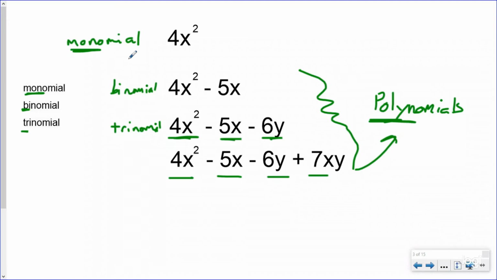So it's important that you kind of know those terms because you're going to hear them a lot when you get into Math 1. And it's very simple to understand. You just look at the prefix, and that will help you out.